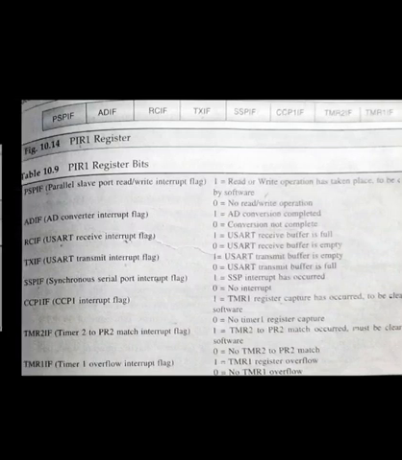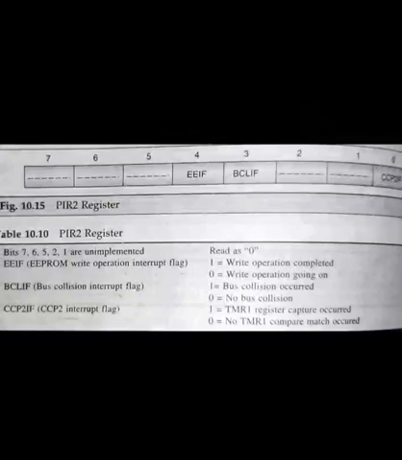Then the next one is the PIR2 register. The PIR2 register contains the flag bits corresponding to the interrupts enabled or disabled in the PIE2 register. The PIR2 register is shown in the figure. There is a table for the programming application, and more examples of interrupts, timers, and input/output are discussed in application part 2. In the PIR2 register, bits 7, 6, 5, 2, 1 are read as 0.